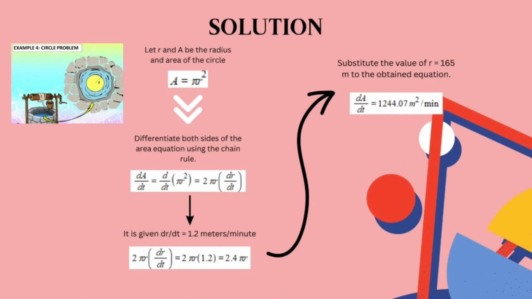Substitute and solve for the growing rate of the oil spot. 2 pi r dr/dt is equal to 2 pi r times 1.2, equal to 2.4 pi r, and substitute the value of r equal to 165 meters to obtain the equation. dA/dt is equal to 1244.07 meters squared per minute.